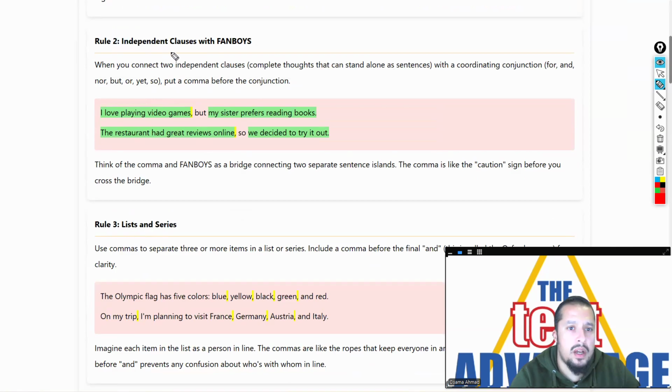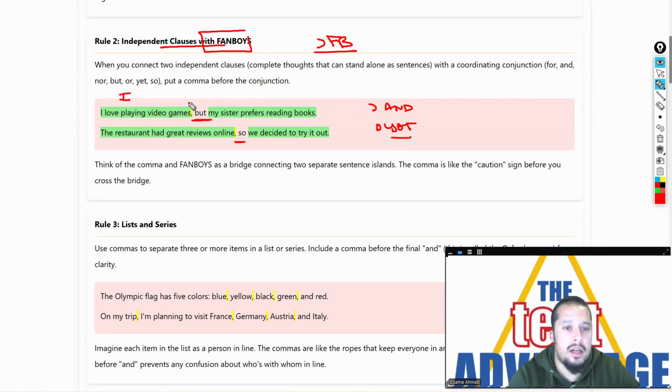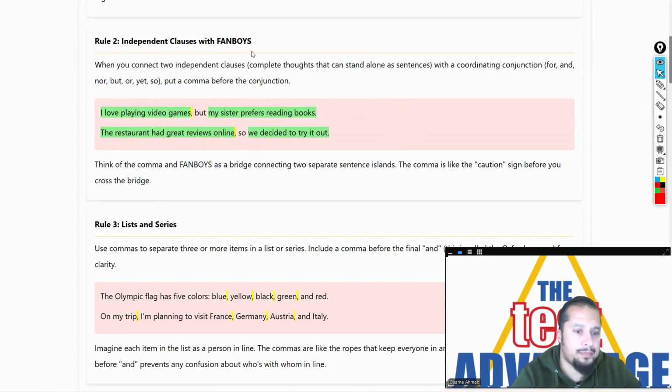Another way it comes is comma, fanboys, right? Comma, but, comma, so, comma, and, comma, yet. These are very common. So it comes as comma fanboys. When do we use it? When you have an independent idea, then comma fanboys, and then an independent idea. This is when it's correct. Remember this, memorize it. I love playing video games, comma fanboys, my sister prefers reading books. The restaurant had great reviews online, comma fanboys, we decided to try it out.